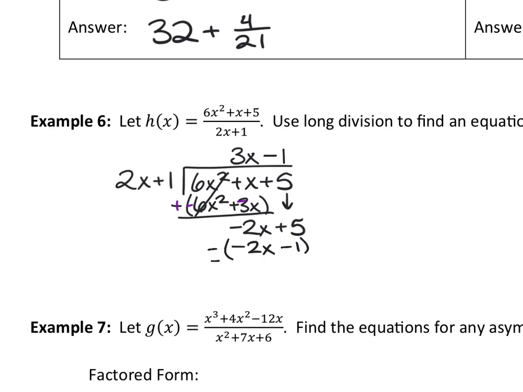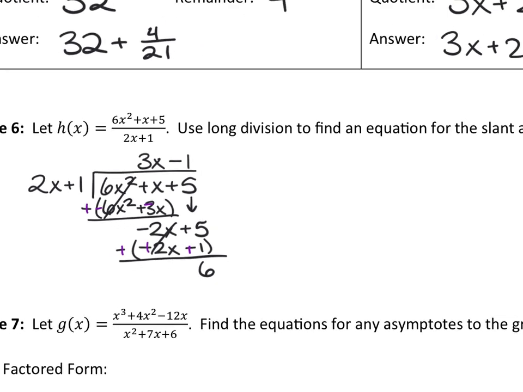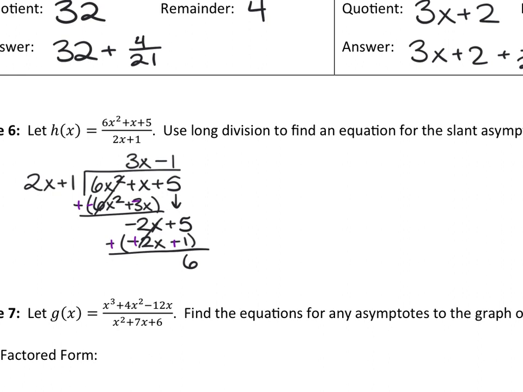We subtract all of that, but subtracting is gross. We're just going to change the signs. Add the opposite. First terms can and should cancel. 5 plus 1 is 6. Now, I don't care about the remainder when it comes to the equation for the slant asymptote. So the remainder here, I know the answer to the long division question would be 3x minus 1 plus 6 over 2x plus 1. That's the answer to the long division question.